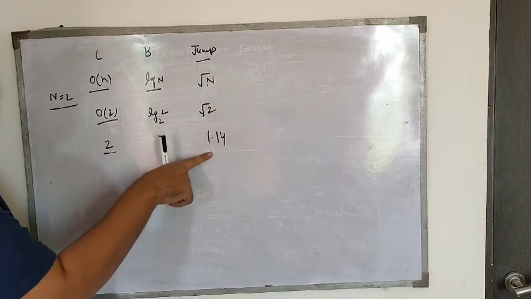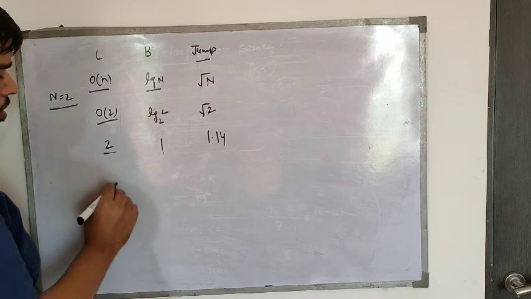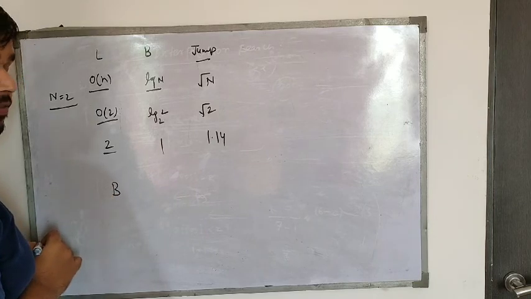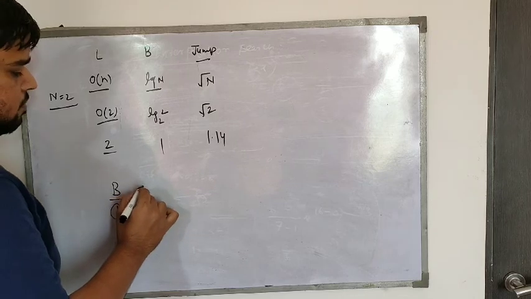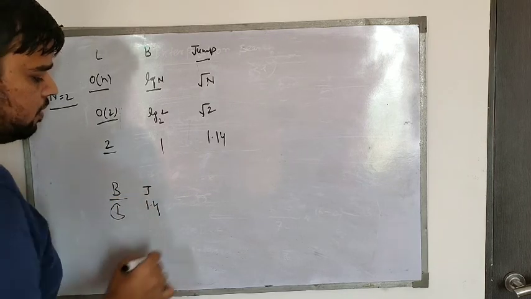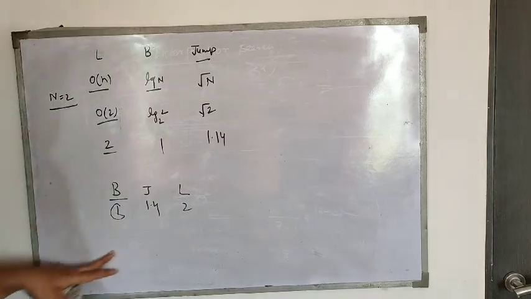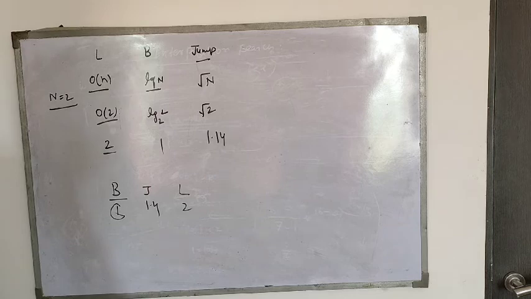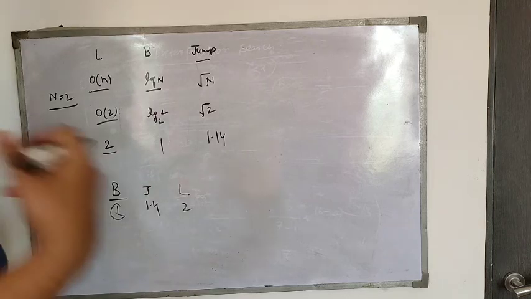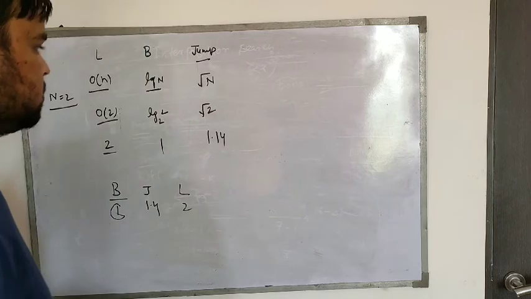It means jump search lies between binary search and linear search. So the order is: binary search performs best, which is 1, jump search takes 1.4 and linear search takes 2. So this is the order of performance of these three algorithms. Now we are going to move to a new, very important algorithm, which is called interpolation search.